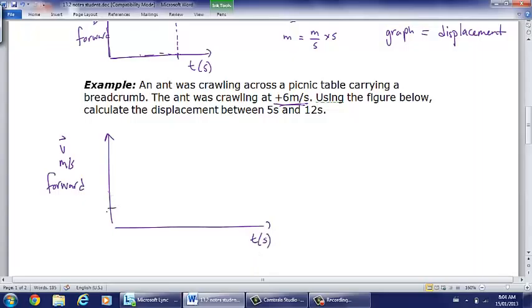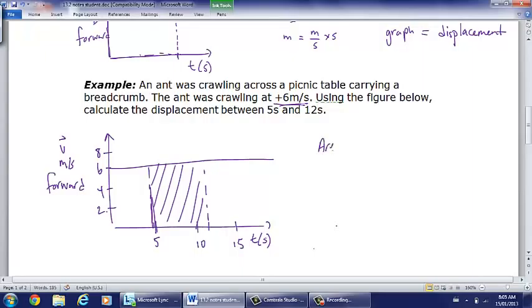Putting some values, 2, 4, 6, 8, and some values here, 5, 10, let's go like this, 15. Now this ant was moving at a constant velocity of 6 meters per second, so we just have a constant line here. Humor me and pretend that's straight. So we want it between 5 and 12. So we want this area here.